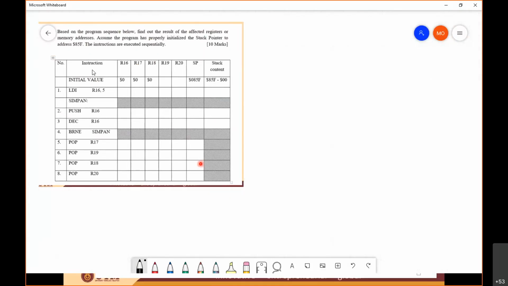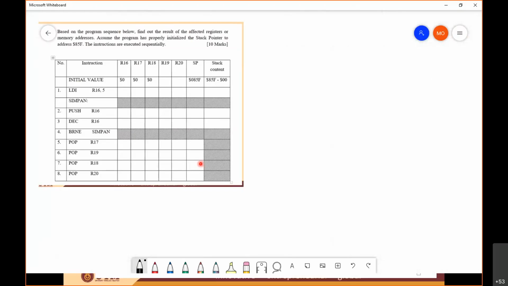So based on this instruction, you're going to find out what is the value for each of these registers, as well as the value inside of this stack or inside of this RAM, as well as the stack pointer addresses. It's given that this is the initial value: R16 0, R17 0, R18 0, and the stack pointer already pointed to address 085F, and the content inside of this 085F is 0. That is the initial value.